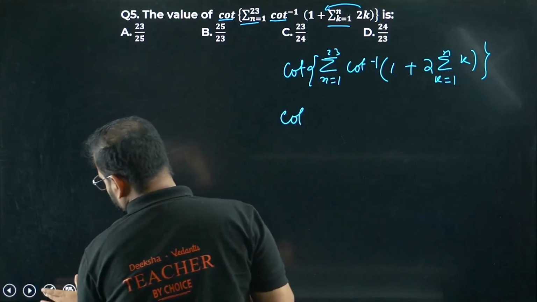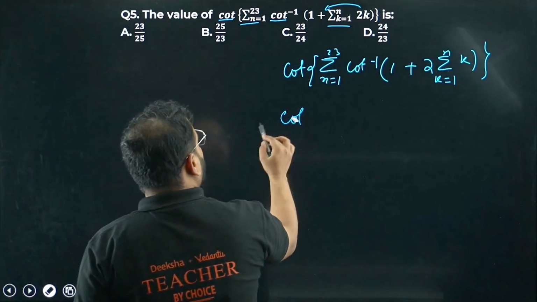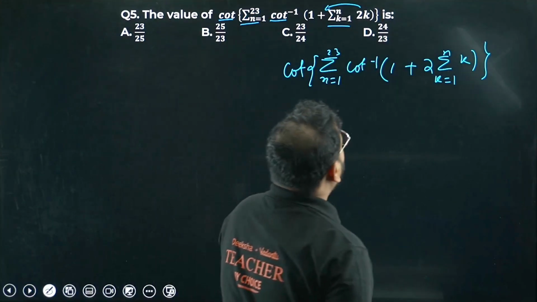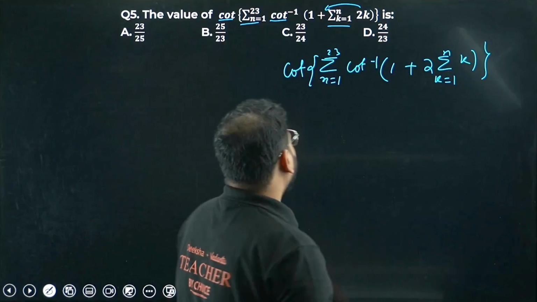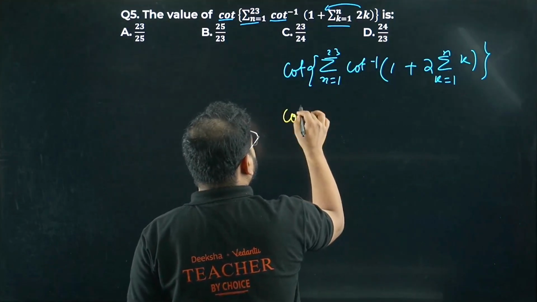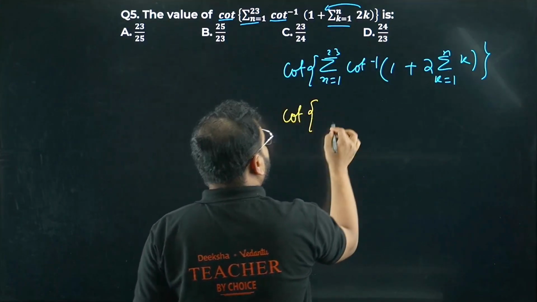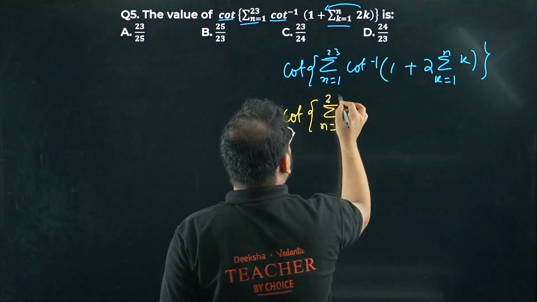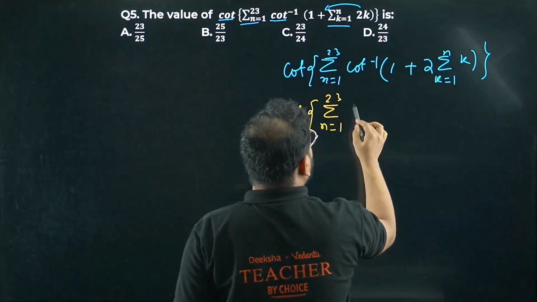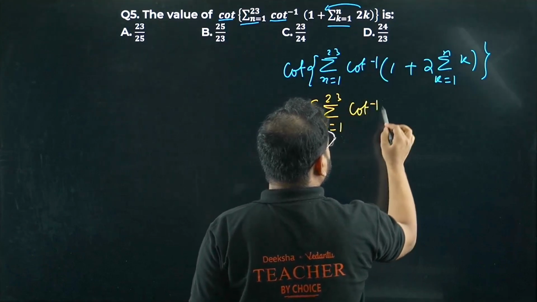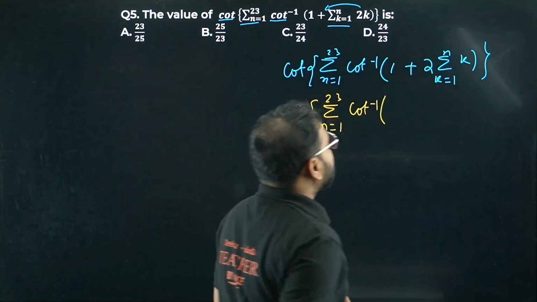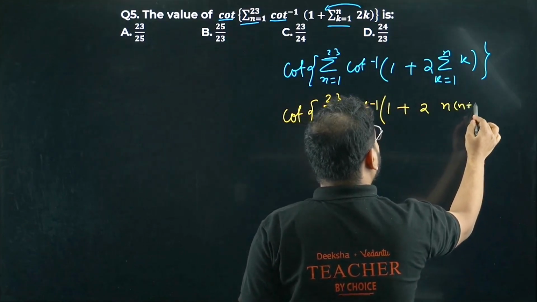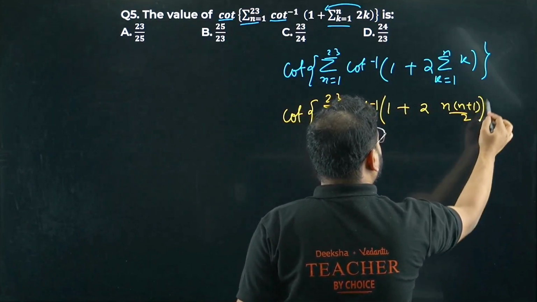Okay, I can change the ink color. One second. Okay. Have a look now. What I'm getting for this part. Cot I'll keep as it is. This summation will be again as it is, n equals 1 to 23. What about this? It will become cot inverse. Again, this bracket as it is. Check this out. I get 1 plus 2 times n into n plus 1 by 2.